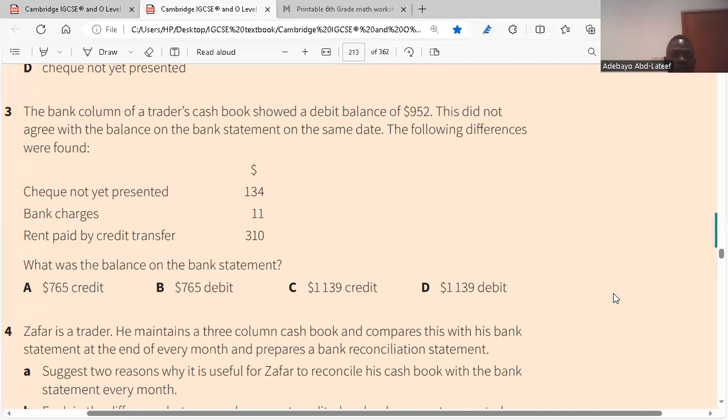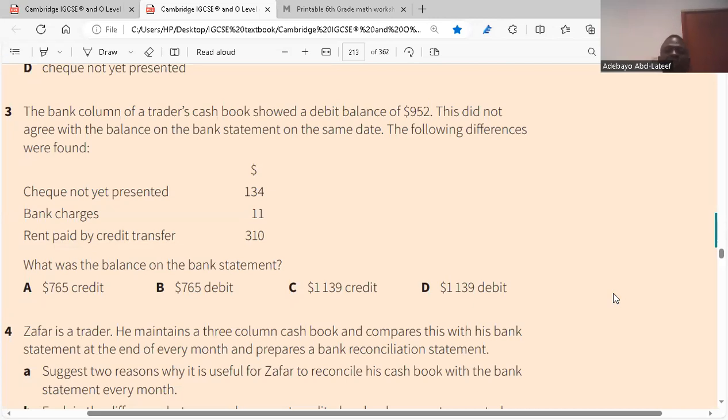So here we have rent paid, which is 310, so we add. Bank charges should be deducted. Checks not presented should be added. So 134 plus 11 is what? 134 plus 11, yes, 145. 145, rent paid by credit transfer. That's 145, right?